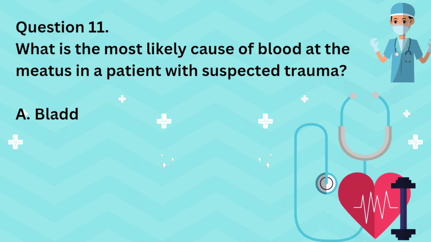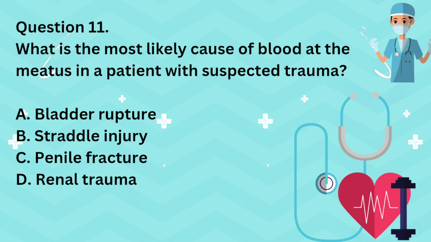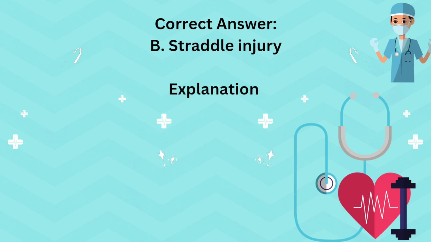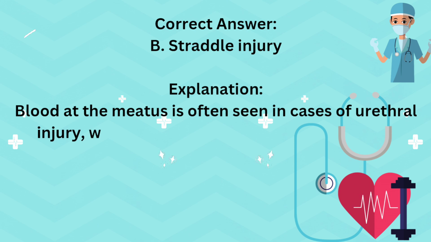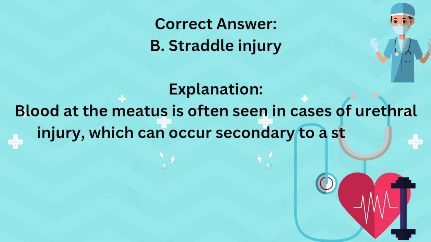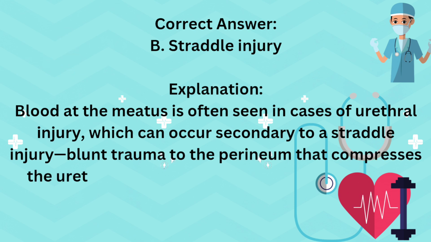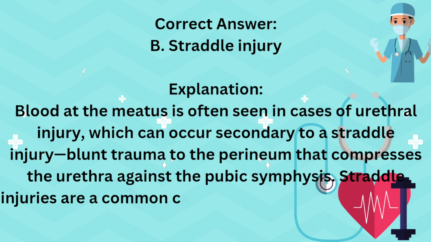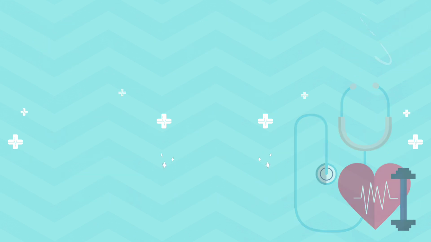Question 11. What is the most likely cause of blood at the meatus in a patient with suspected trauma? A. Bladder rupture. B. Straddle injury. C. Penile fracture. D. Renal trauma. Correct answer: B. Straddle injury. Explanation. Blood at the meatus is often seen in cases of urethral injury, which can occur secondary to a straddle injury, blunt trauma to the perineum that compresses the urethra against the pubic symphysis. Straddle injuries are a common cause of anterior urethral injuries.